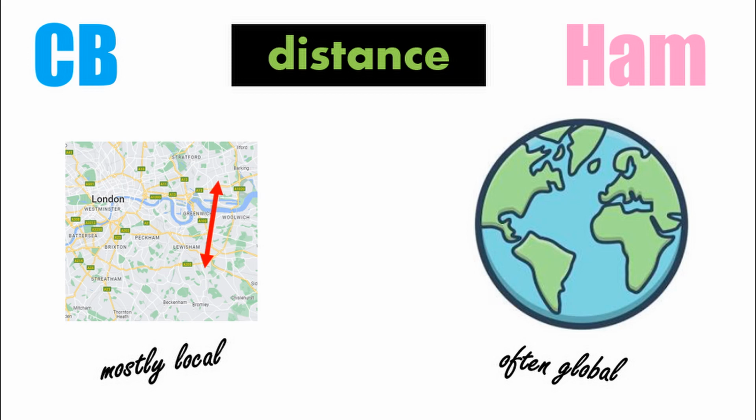Number 3. With CB, most of your communication will be short distance, maybe 5 to 30 kilometers, with only a few exceptions. Whereas with amateur radio, you can routinely transmit all over the world.